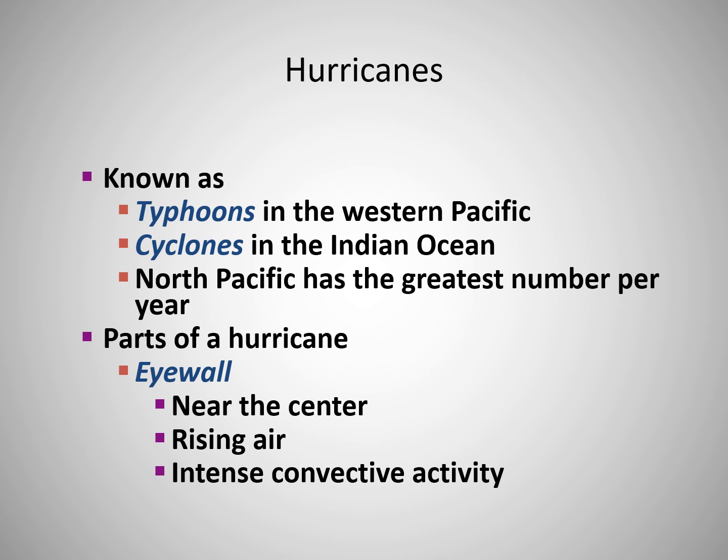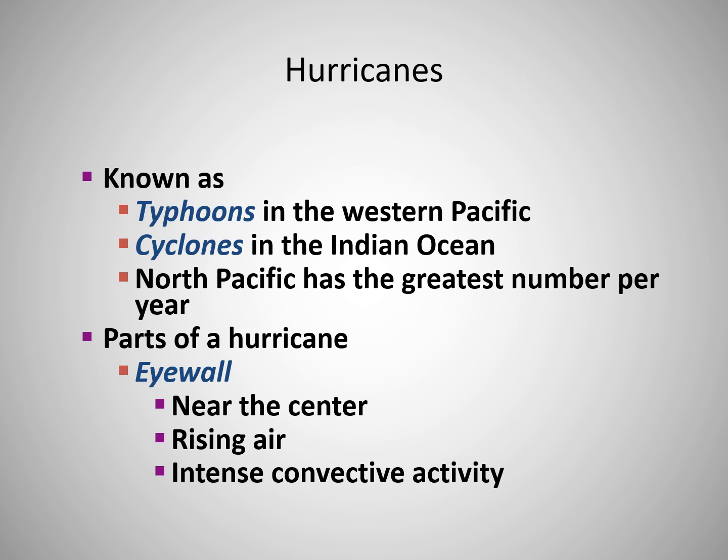Okay, so for extra credit, you might write down those first 3 bullets there. All right, what are they called in the Western Pacific when they're going to hit, say, Japan or Southeast Asia? They call them typhoons. And what are they called in the Indian Ocean when they're going to hit, say, India or Indonesia? They call them cyclones.